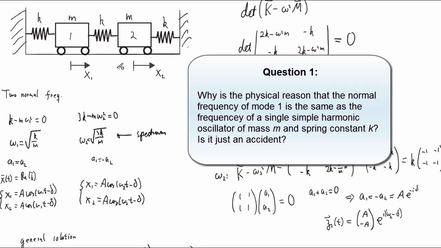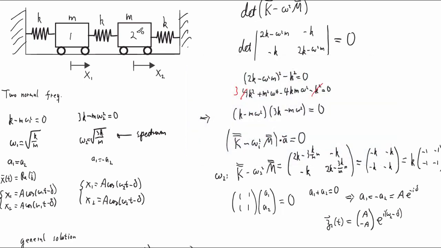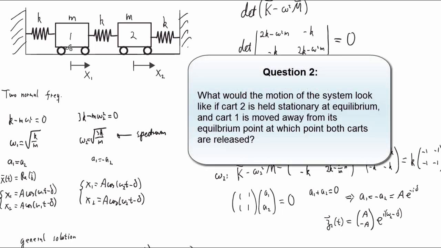Second question is, what would happen, do you think, if I held cart 2 stationary, perturbed cart 1 from its equilibrium position, and then let go of it, and started the system oscillating from that point? What would be the behavior of the system? What would the motion look like?